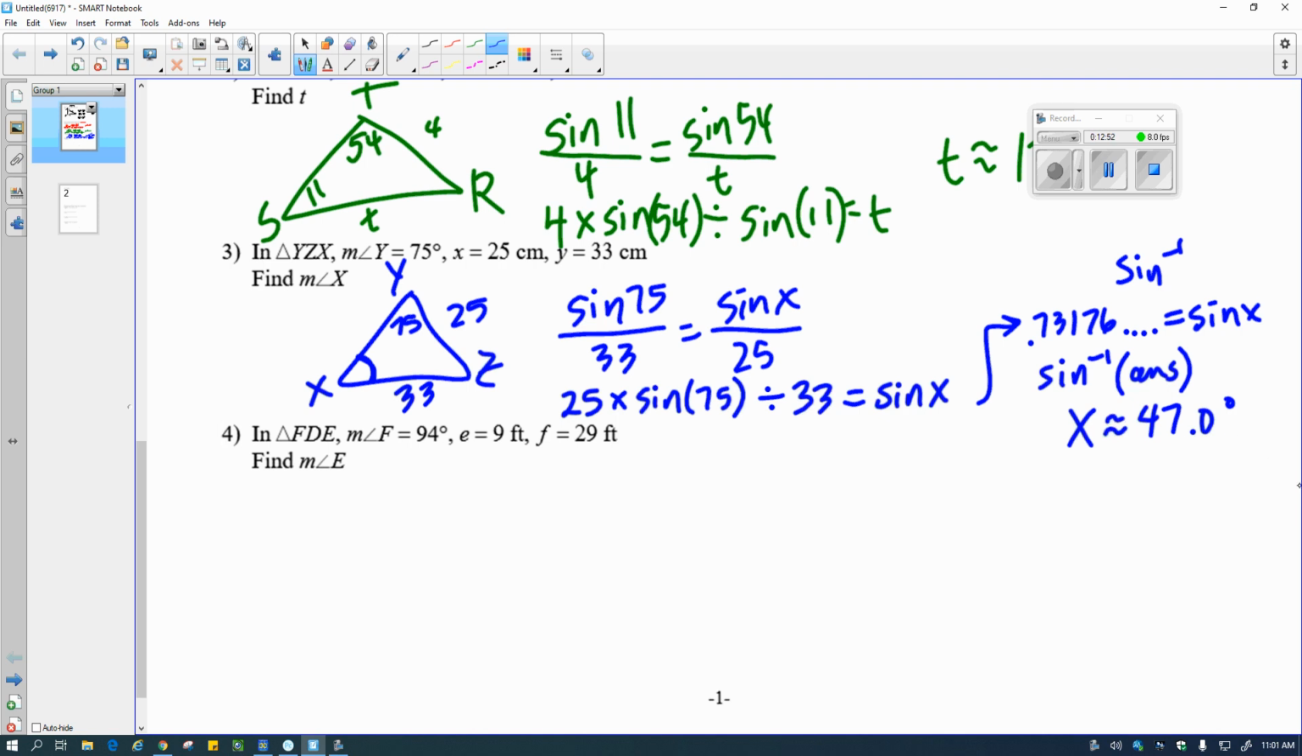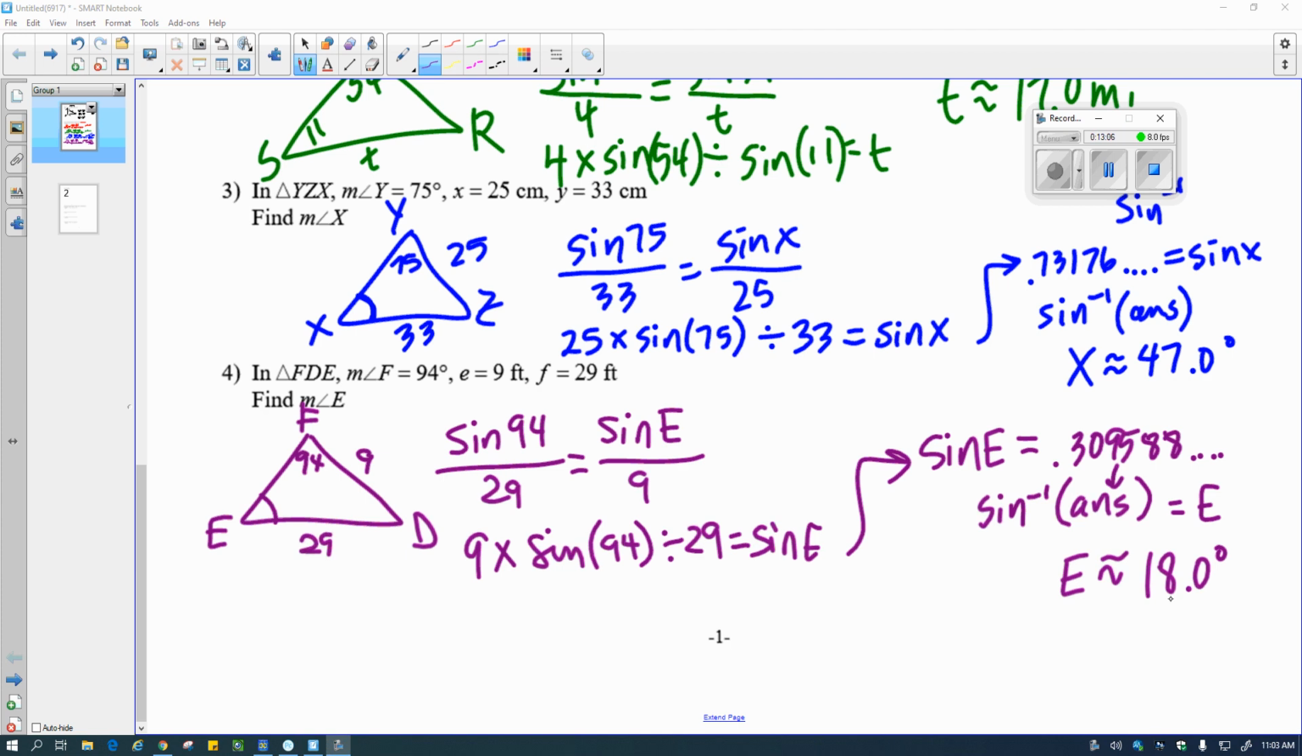Okay, so the next one is the same. Again, let's set it up and see if you can go through the problem. I'm going to do the work, and then you will take a look and see how you did when we're all done, okay? So hopefully you end up with the 18.0 degrees. Again, 18 degrees is fine if you write that.